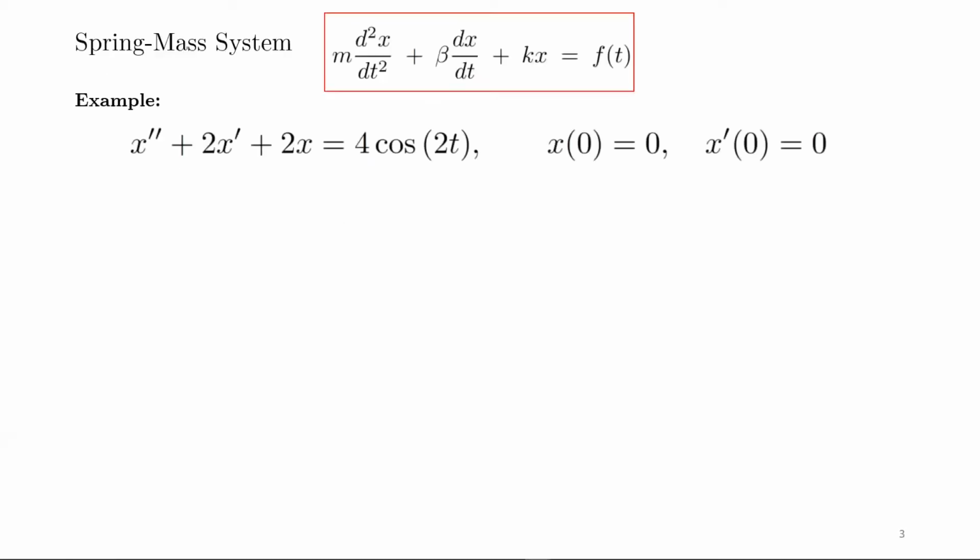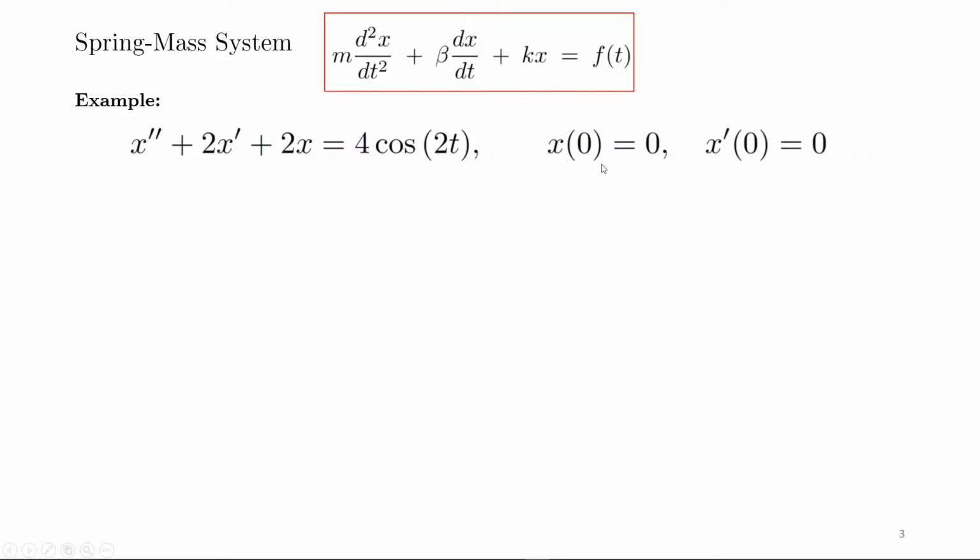So the example we're going to be looking at today is what we were calling case 3. The case where we have damping beta is non-zero. So here you can say beta is 2, you can see beta over mass is equal to 2. And also the right hand side of the equation is non-zero. So we have a non-homogeneous equation. Here you can see this is 4 times cosine of 2t. So I'm going to say that this is a second order linear non-homogeneous ODE with constant coefficients that represents some spring mass system.